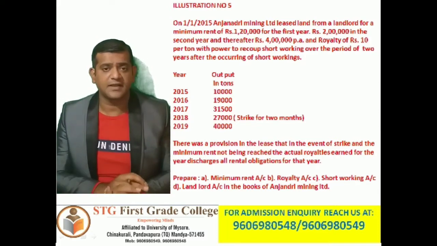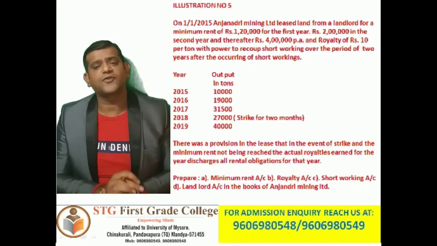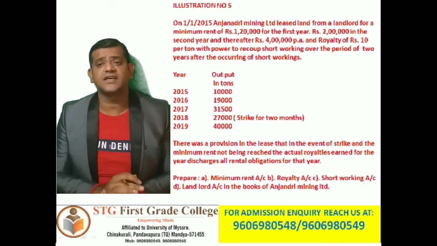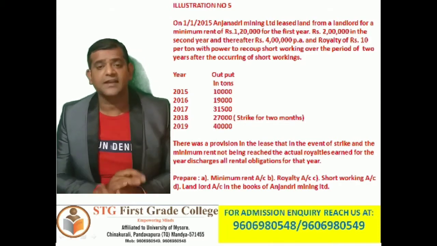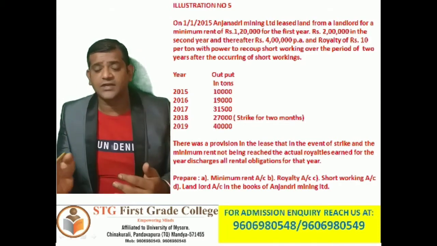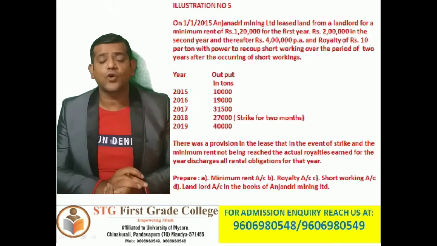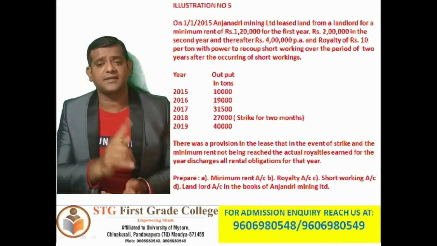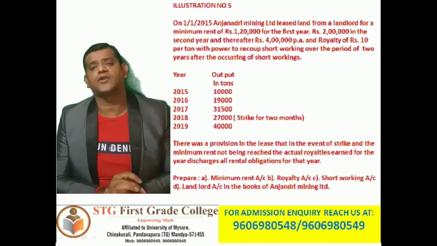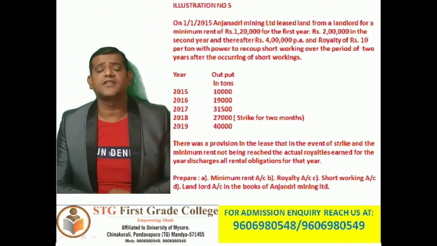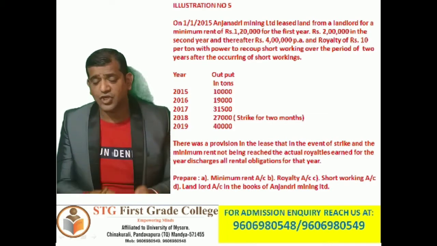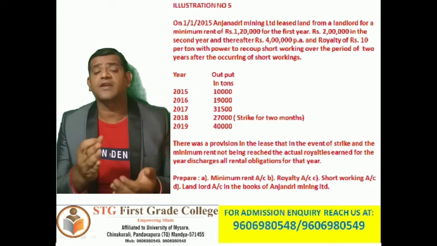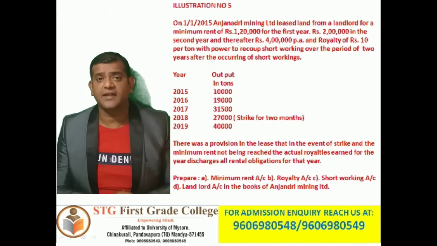land from a landlord, clear? So for a minimum rent of rupees 1,20,000, what is the minimum rent? 1,20,000 is for the first year, and rupees 2 lakh in the second year, and thereafter, after 2 years, the standard minimum rent will be 4 lakh per annum. And the royalty payable is rupees 10 per ton with the power to recoup the short working over the period of 2 years after the occurring of short workings. So, if there is any short working on royalties, that shortage can be recouped, that can be recovered after 2 years from that particular year.